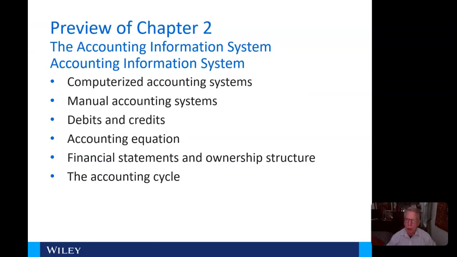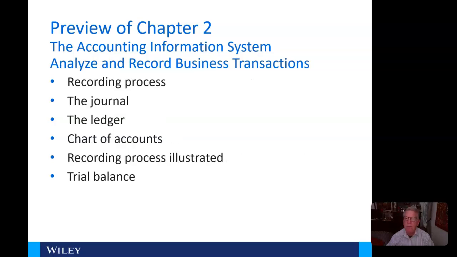Okay, so we're going to look at computerized accounting systems, manual accounting systems, a little overview and review of debits and credits, the accounting equation, financial statements, the ownership structure, and finally, the 9 to 10 points of the accounting cycle. And lastly, we'll do some recording in the journals and how we post those to the general ledger, what that chart of accounts is, and recording the process. We'll illustrate that as well.